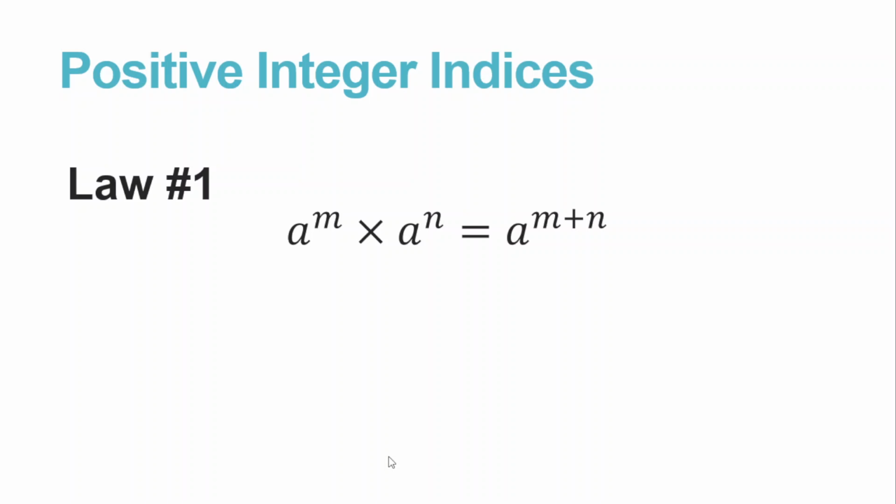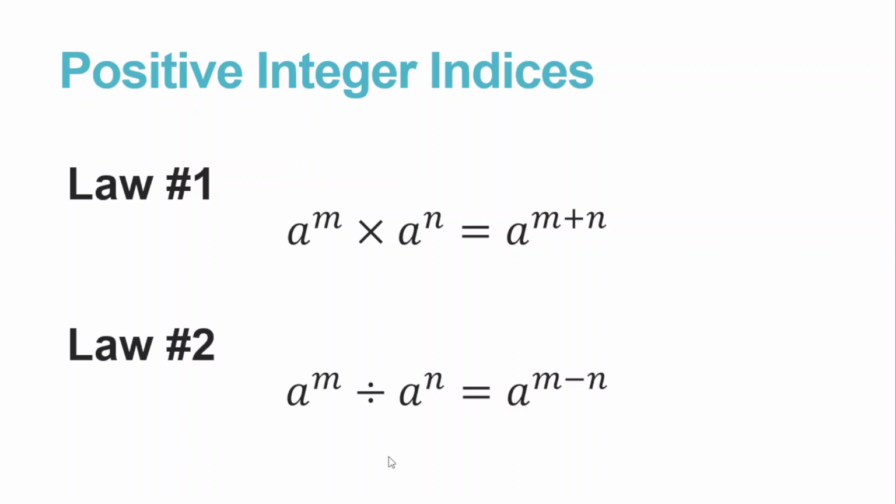Next, we have a similar law, but if you're going to divide, you're just simply going to subtract the exponents. Let's say you have the same problem, x cubed divided by x squared. That will give you x raised to 3 minus 2, and that will give you the answer of x, or x raised to 1.